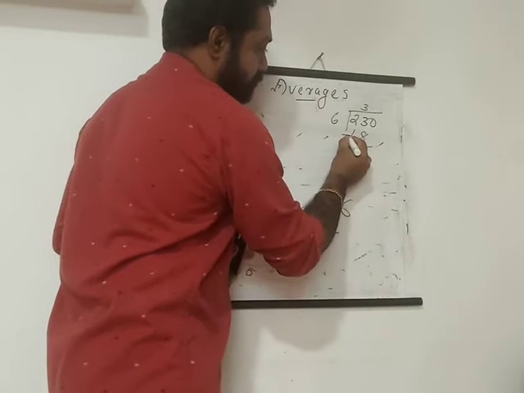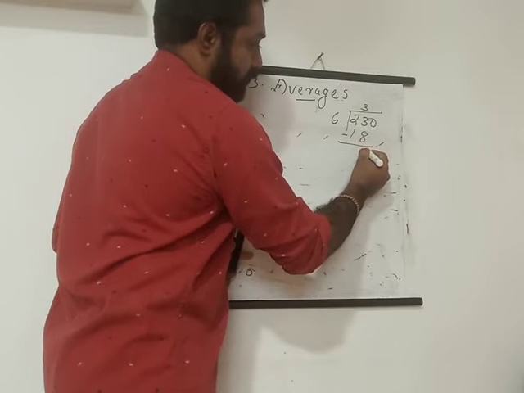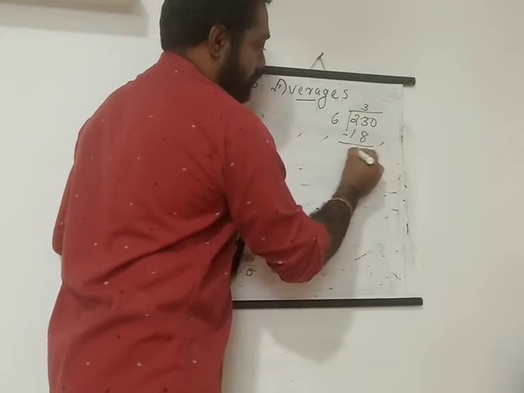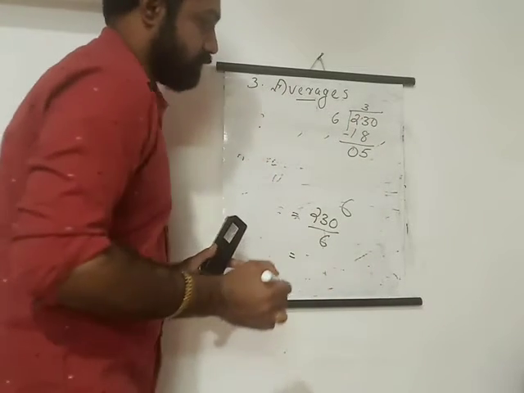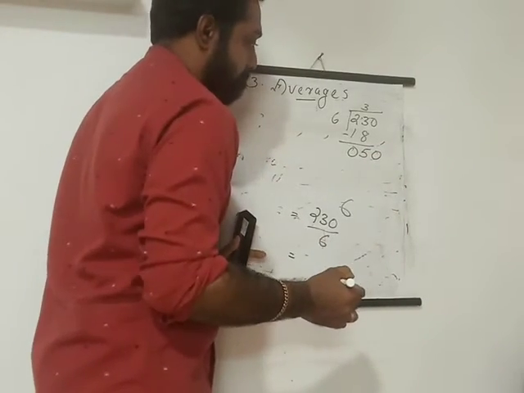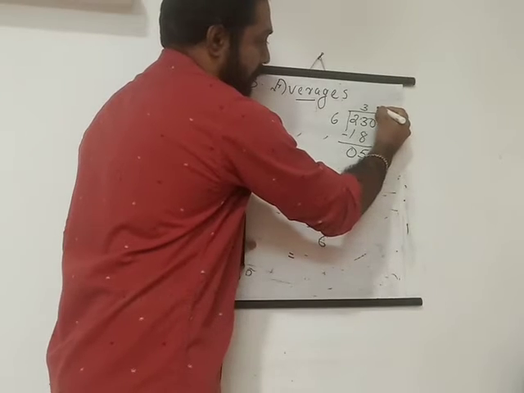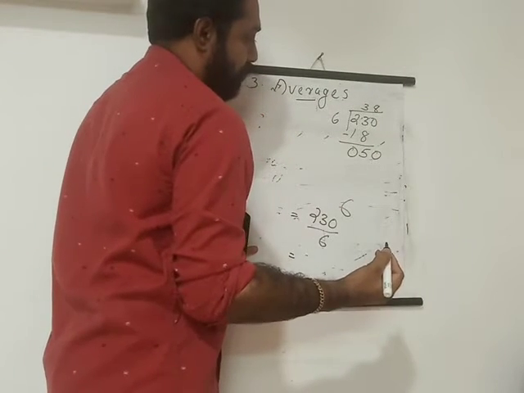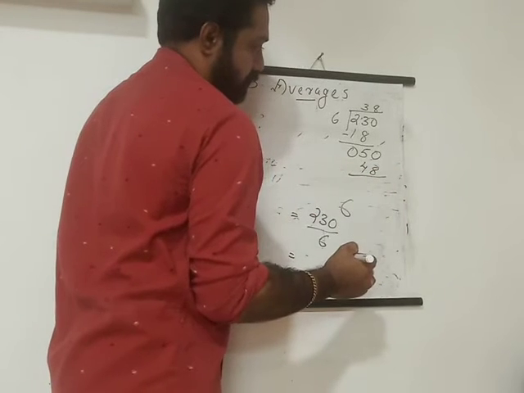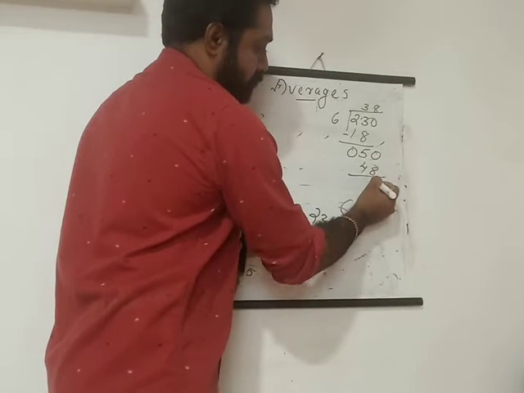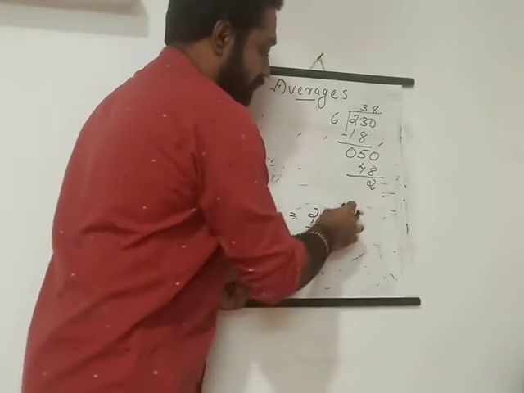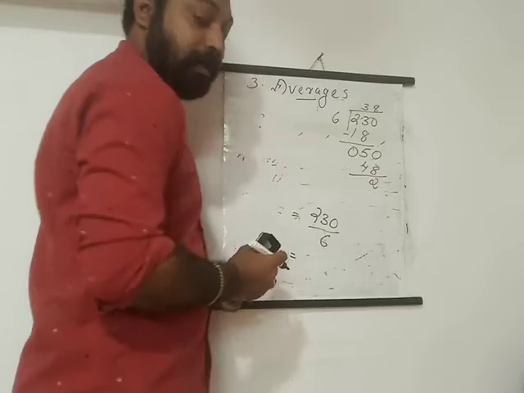Then 23, 5, isn't it? 5 we will get. Then 0 will come here, 50. Then the next one, 8 6s are 48. Then 2 we will get. Okay, so we will get it this way, and we can make a point.